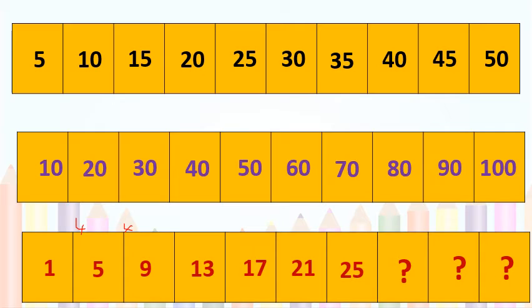13 minus 9 is again 4. 17 minus 13 is again 4. Otherwise, you add 4 to this number. 17 plus 4, if you add, then you get 21.